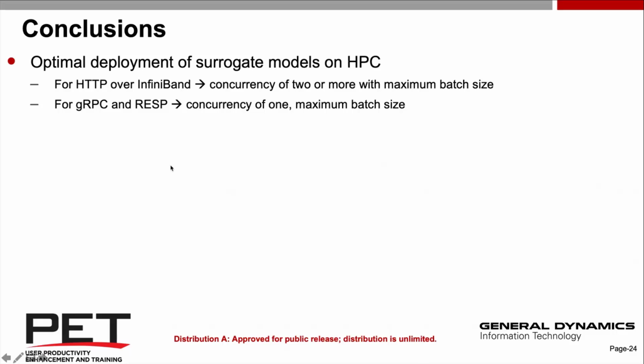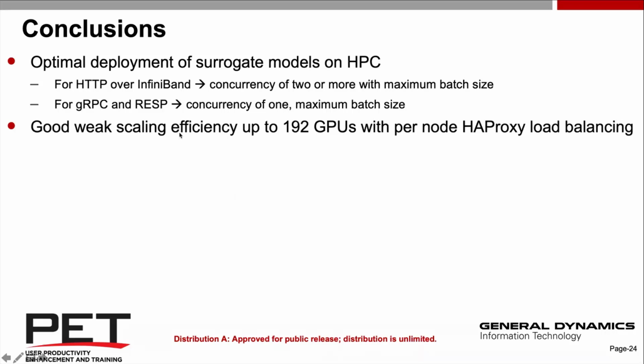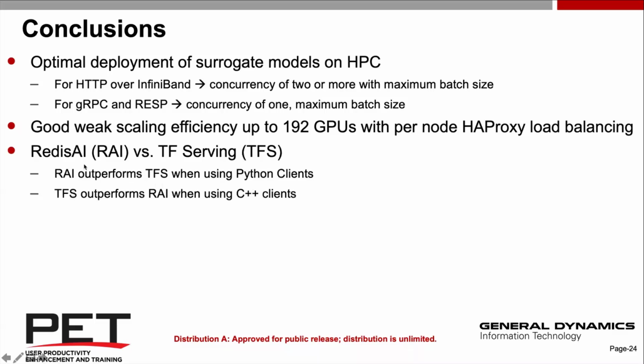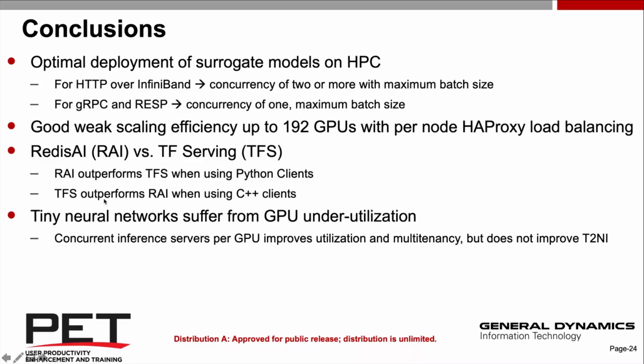So we found for HTTP over InfiniBand, concurrencies of 2 or more with maximum batch size were optimal, while for gRPC and RESP, concurrency of 1 with maximum batch size was optimal. We showed good weak scaling efficiency up to 192 GPUs per node using the HAProxy for load balancing. And we did a study comparing directly RedisAI with TensorFlow Serving. We saw that RedisAI outperforms TensorFlow Serving when using Python clients, but TensorFlow Serving outperforms RedisAI when using C++ clients.